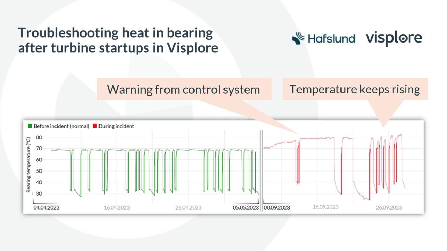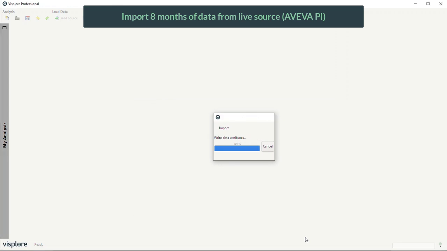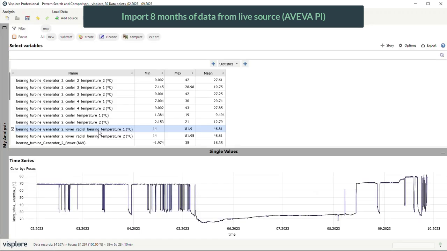When the explanation was not clear on site, the engineers in the centralized office helped with the troubleshooting, using Visplore. First, the engineers imported 8 months of operation data from the Aveva PI historian in Visplore, about 30 sensors from the bearing and other parts of the turbine. Visplore immediately shows you some statistics and graphics for these sensors.